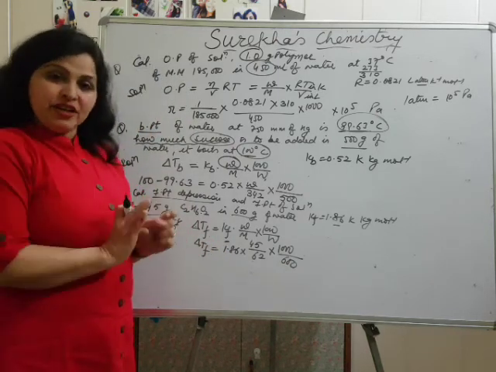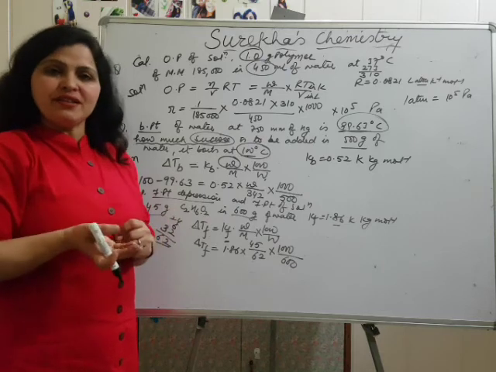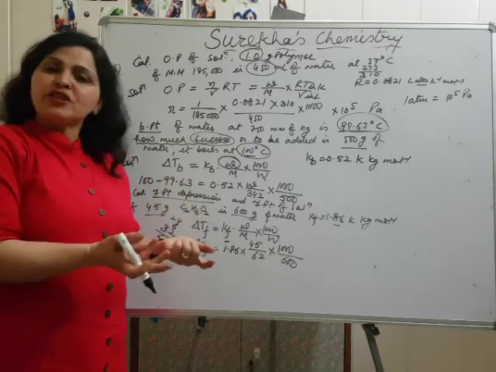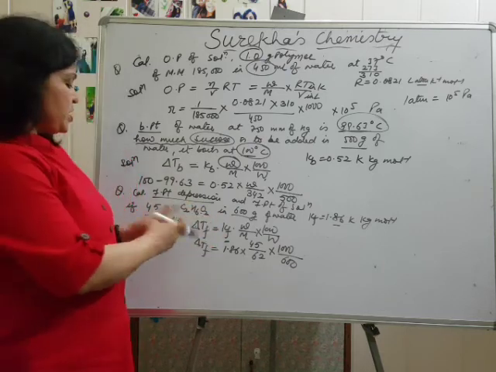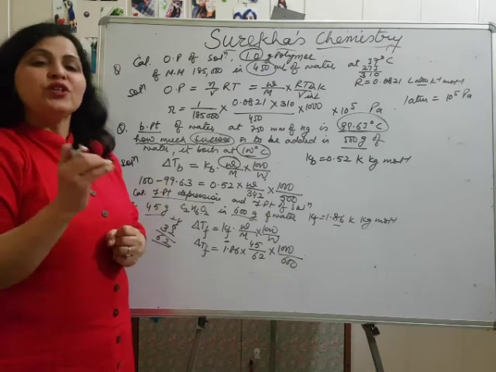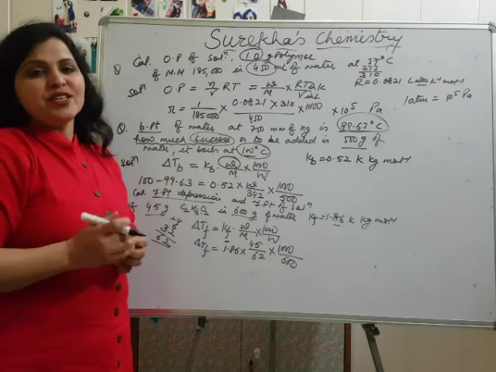जब delta Tf निकल आएगा उसको 0 डिग्री में से माइनस कर देना. That will be the depression in freezing point. So this is how you can calculate your depression in freezing point.